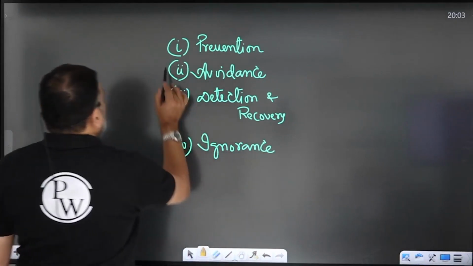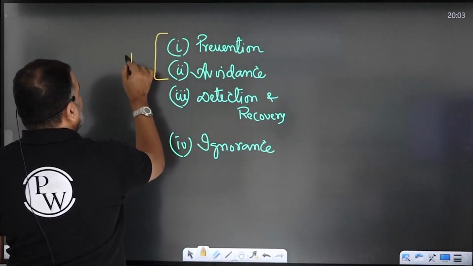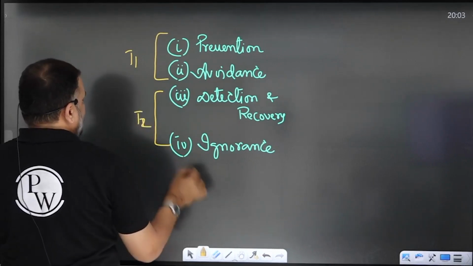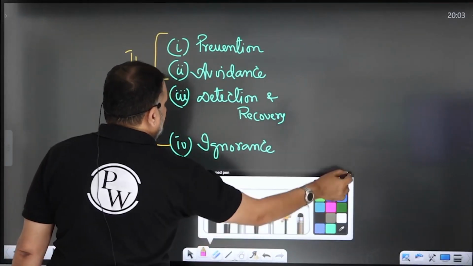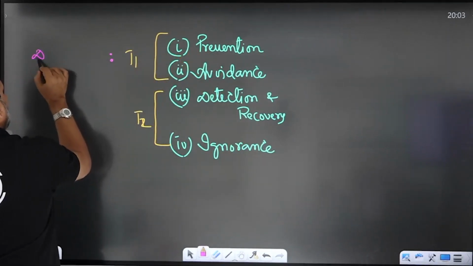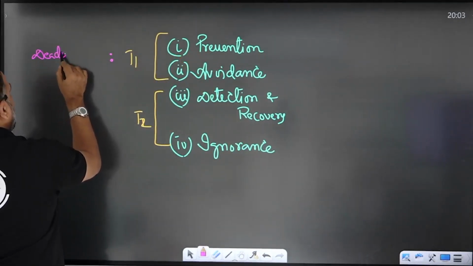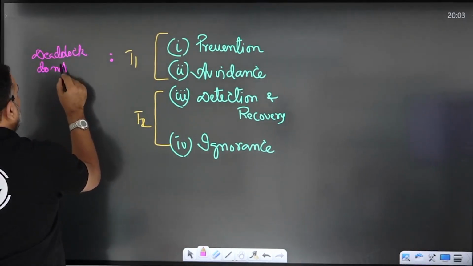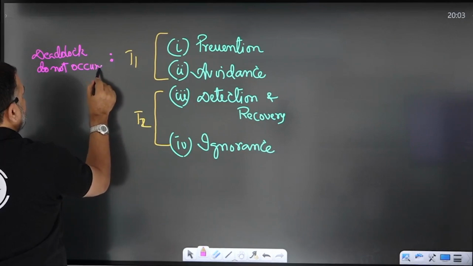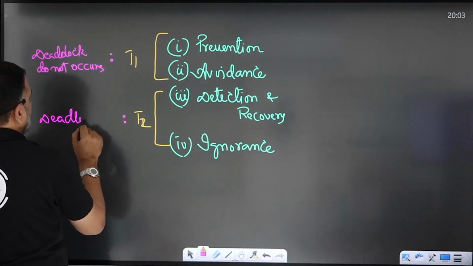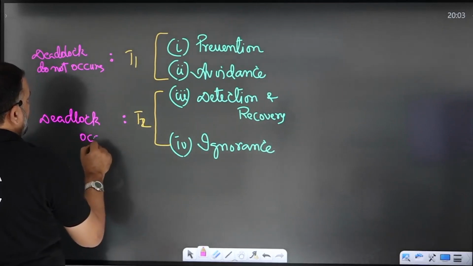Please observe. In my last class, I said these two are one type of strategy, this is another type of strategy. The fundamental difference between type 1 and type 2 strategy, I said in my last class, is that when I apply either this or this, deadlock does not occur at all. When I apply type 2 strategy, deadlock happens. That's the fundamental difference I told, if you remember.